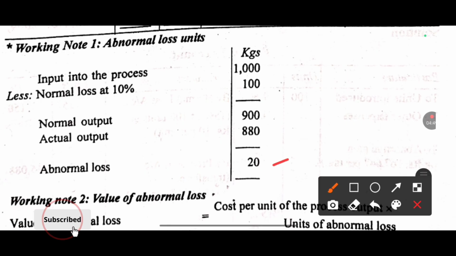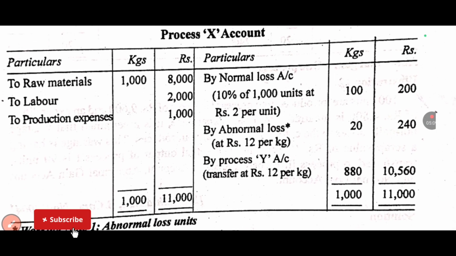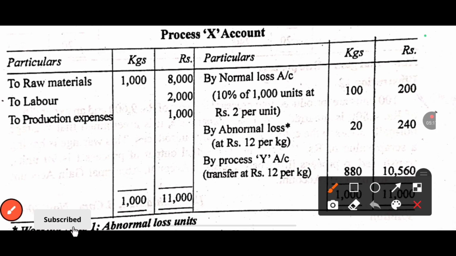Now we are going to enter in the process account the normal loss of 100 kilos, the actual output already given in the question, and the abnormal loss we found after the calculation, 20 kilos, on the creditor side of the process X account. Why? Because normal loss, abnormal loss and output are always shown on the creditor side of the process account. Accordingly, normal loss 100 kg is entered, the abnormal loss 20 kilos is entered on the creditor side, and the output 880 is entered.